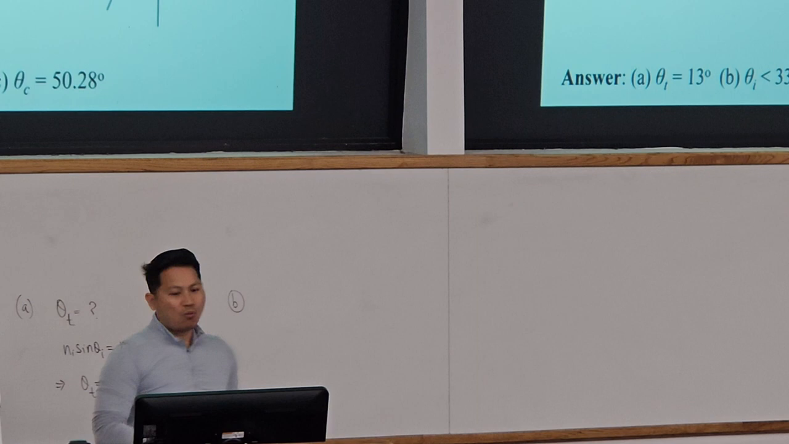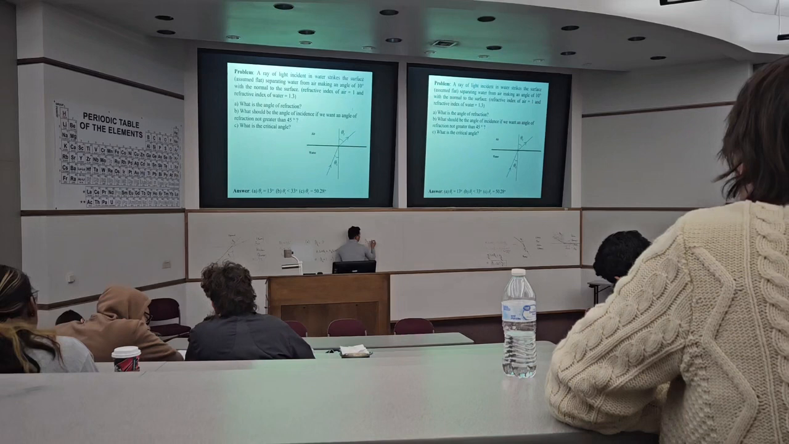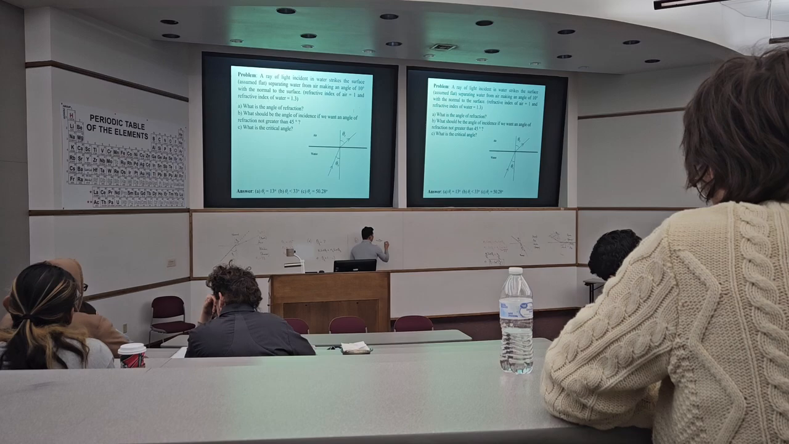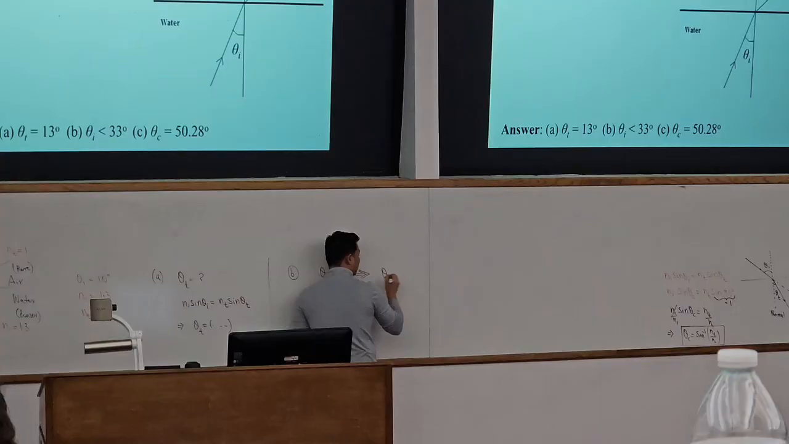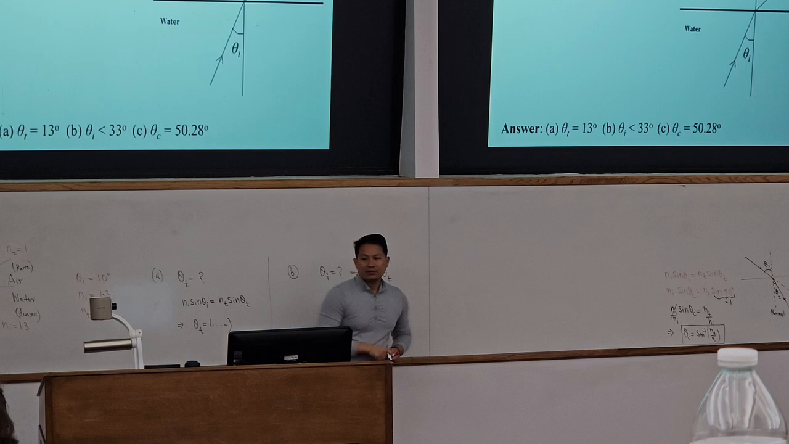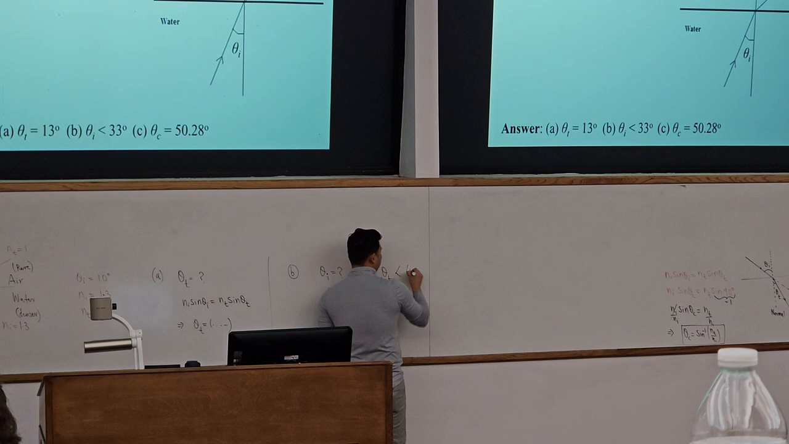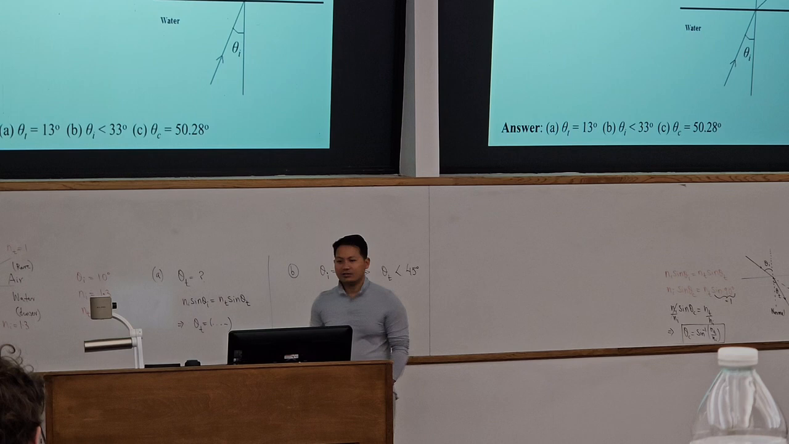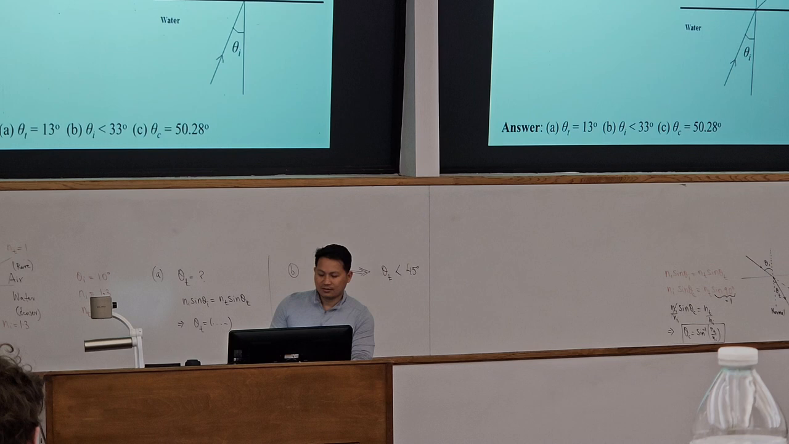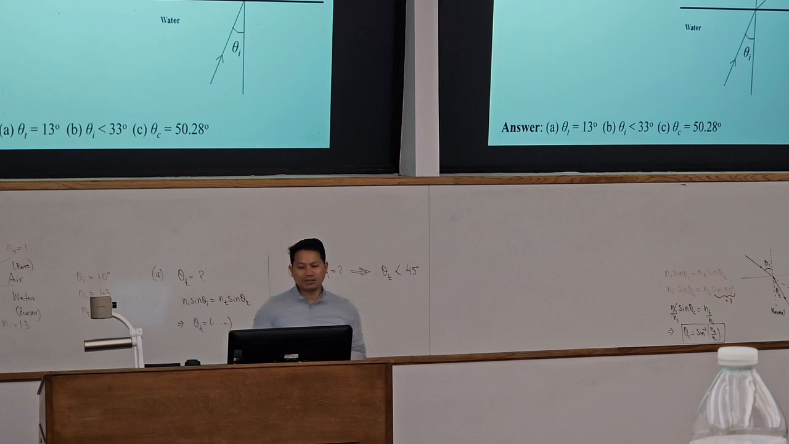What should the angle of incidence be? I need to find theta I. But it's a conditional sentence that theta T should not be greater than 45. It can be smaller, but it cannot be greater than 45. It can be 45, or 44.999 something, but it shouldn't be greater than 45. I need to find the corresponding theta I value.